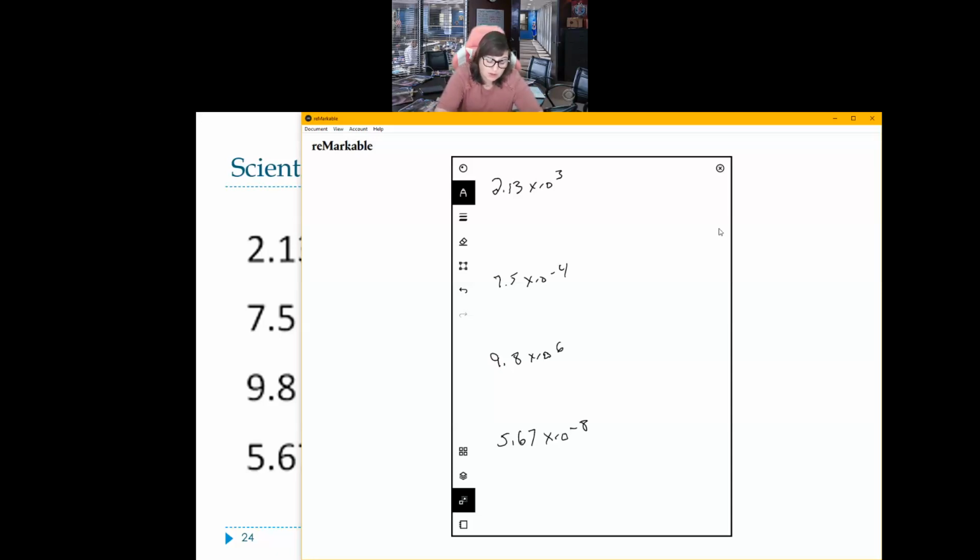2.13 times 10 to the third. So it's positive, so I'm moving to the right. We're going to go 1, 2, one more. So that's 2, 1, 3, 0. Okay. Negative, we're going to go 1, 2, 3, 4. So 0.0075. Because I moved to there, and then I have 3 decimal places I need to put in front of it.